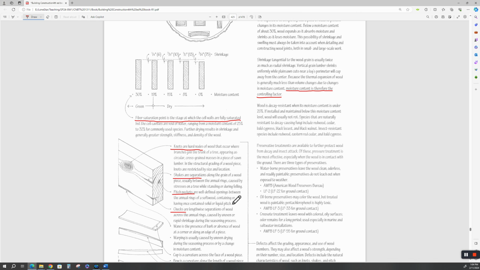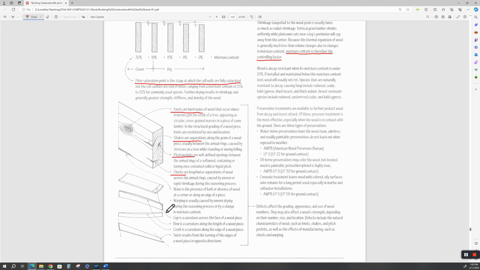Pitch pockets are well-defined openings between the annular rings of a softwood, containing, or having once contained, solid or liquid pitch. Pitch is the resin. So this is not a tightly annular ring. For some reason, as this tree grew, it had an excess amount of resin in here, and it created a pitch pocket. Sometimes you'll get wood and that pitch will be leaking out, and it'll continue to leak as the wood ages, even after it's cut and kiln dried.